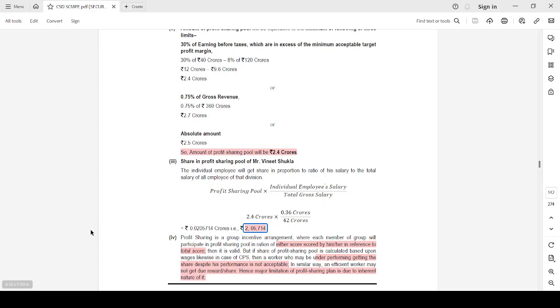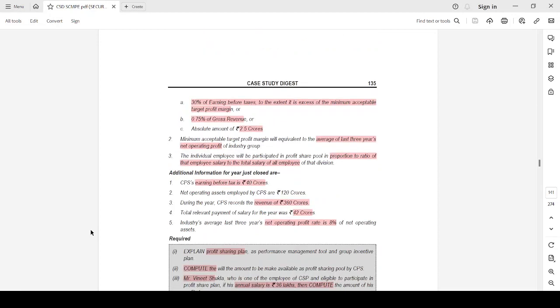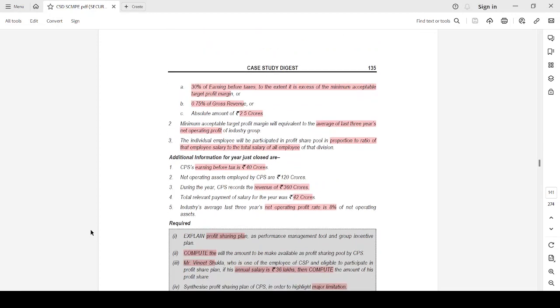Okay. And then the last one is, what is the limitation of the profit sharing plan in this current model? In this current model, what are we doing? We are giving the profit in the ratio of the employee salary to total salary. Are we giving any regard to the performance of that particular employee? Let me repeat my question. Are we giving any regard to the performance of that particular employee? It is a big no, right? Even if he performs good or even if he is not performing, I am going to give him this bonus.